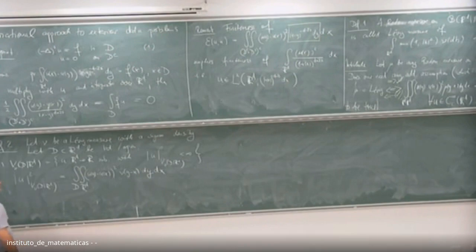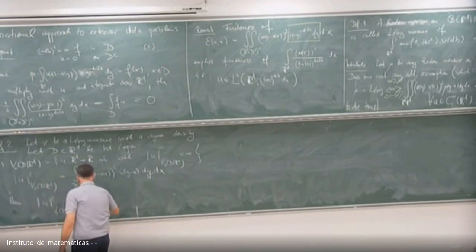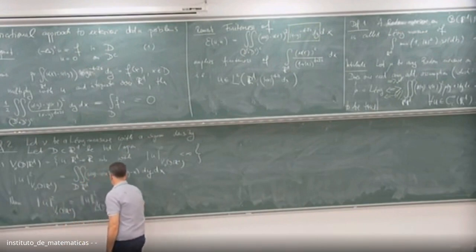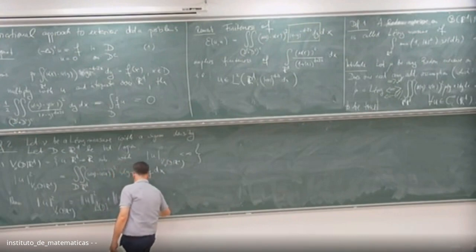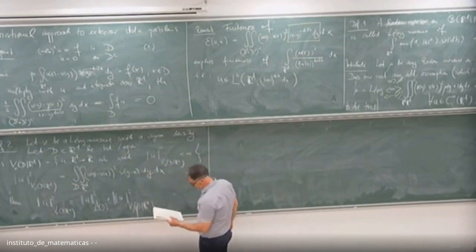And we endow this space with a norm. So there's a norm on this space, and there are many norms, of course. So one option is to put the L2 norm on D plus this. So this gives us a norm.